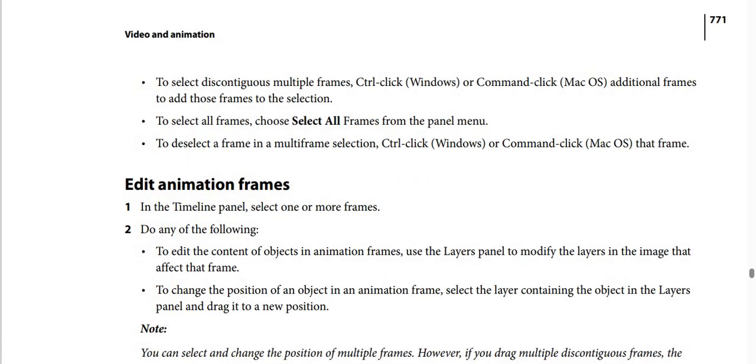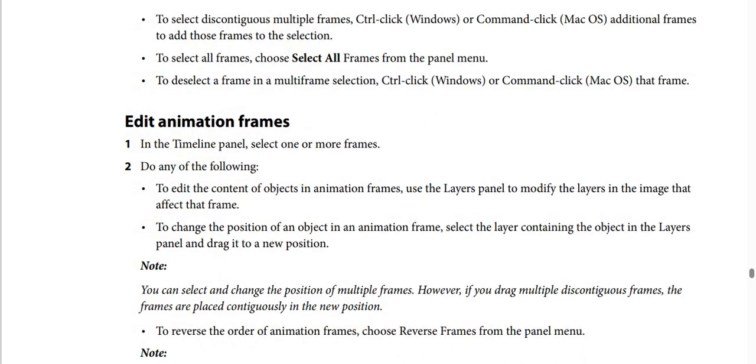How to edit animation frames? If you would like to edit animation frames, what should you do? We have two steps. Step number 1, in the timeline panel, select one or more frames. Number 2, to edit the content of objects in animation frames, use the layers panel to modify the layers in the image that affect those frames. And to change the position of an object in an animation frame, select the layer containing the object in the layers panel and drag it to a new position.